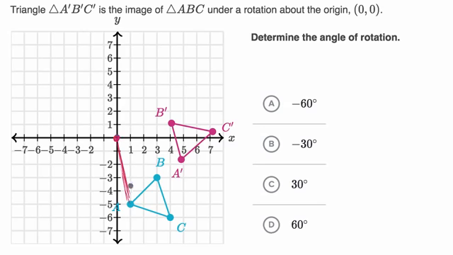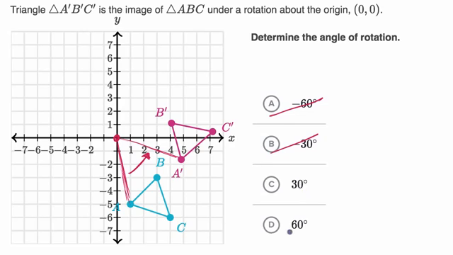That's why I'm drawing this line from the origin to A. And where does it get rotated to? Well, it gets rotated to right over here. So the rotation is going in the counterclockwise direction, so it's going to have a positive angle. So we can rule out these two right over here. And the key question is, is this 30 degrees or 60 degrees?